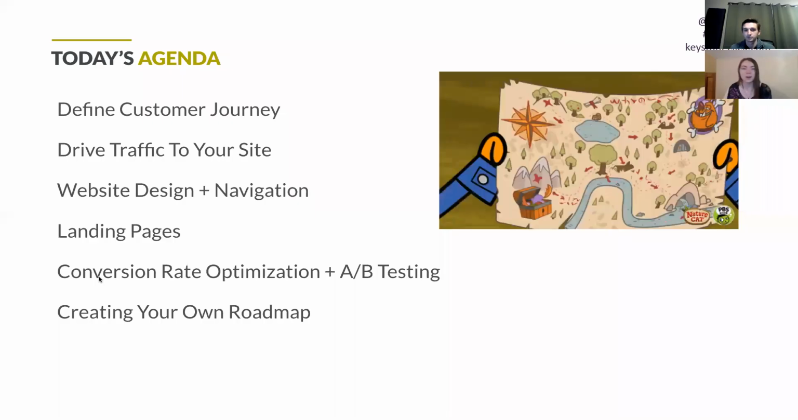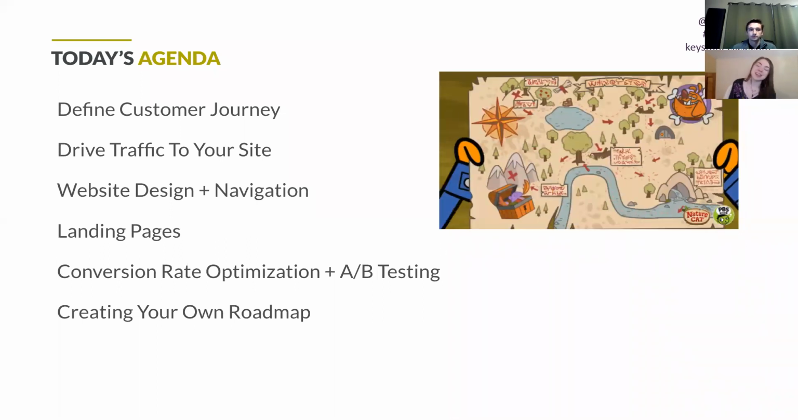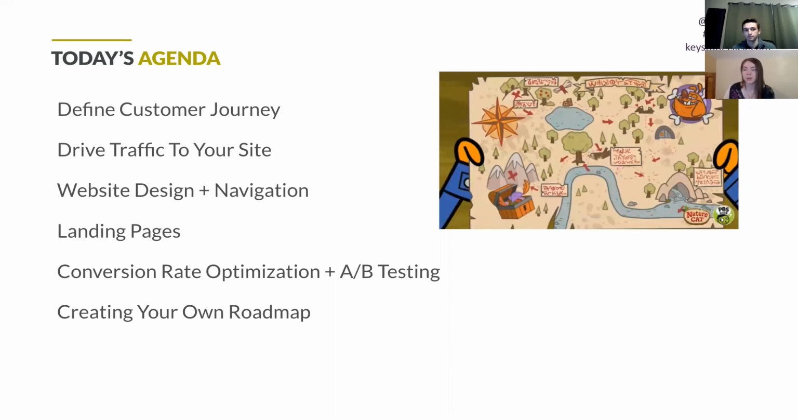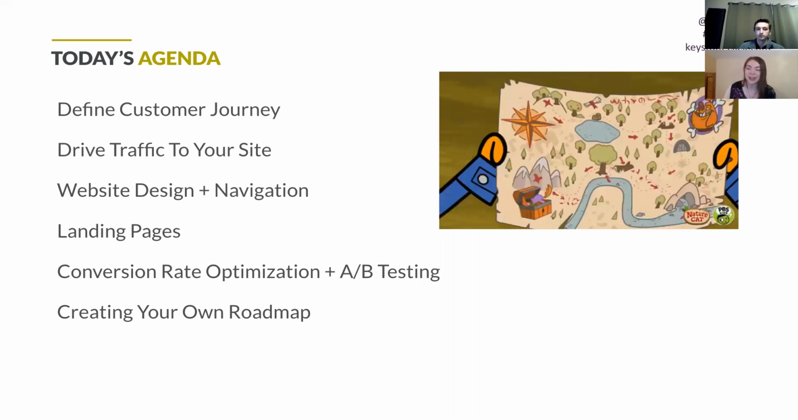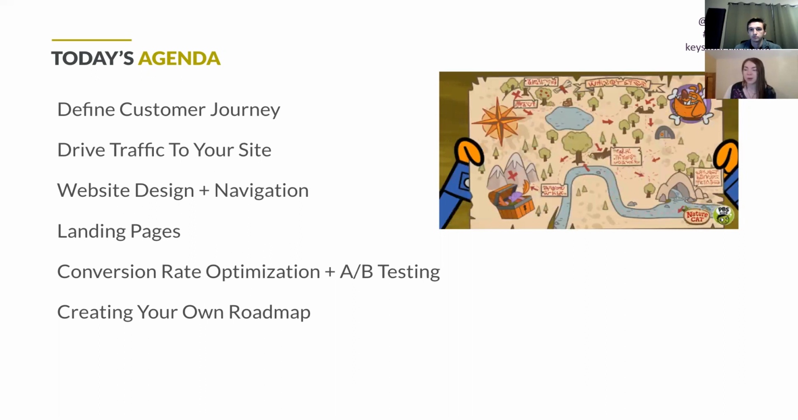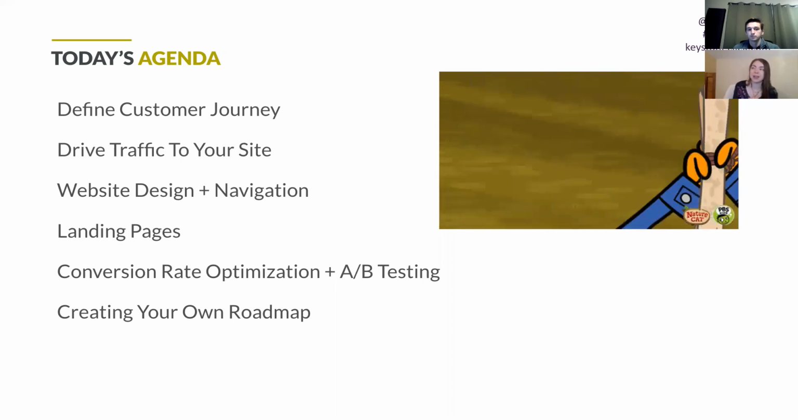Awesome. And before we really get going, we'd just like to go over our roadmap for today's agenda. So we're going to start out defining the customer journey for you. We're going to quickly touch on how to drive traffic to your website, and then we're going to get into the meat of it as far as website design and navigation best practices for continuing that customer journey. We'll touch briefly on landing pages, and then we'll talk about conversion rate optimization and A/B testing before finally quickly talking about how you can create your own roadmap.